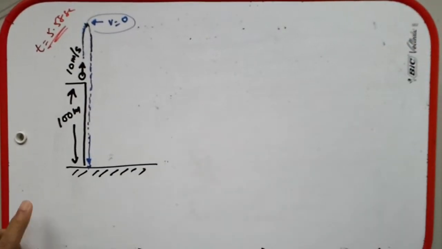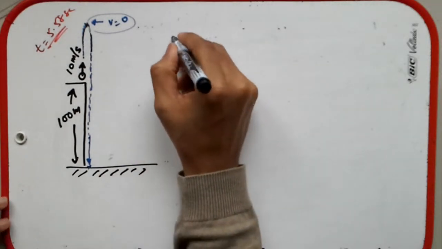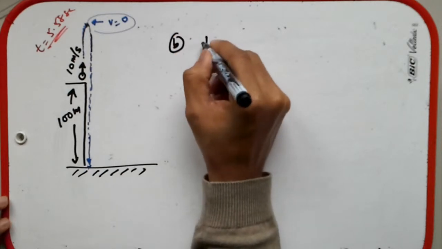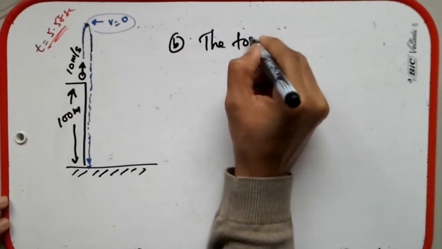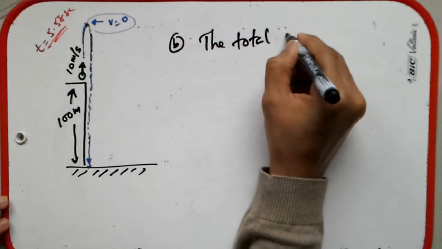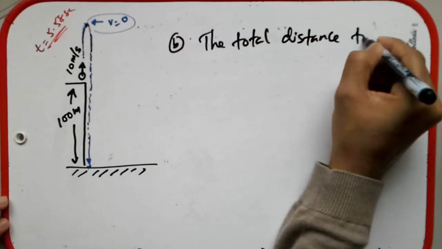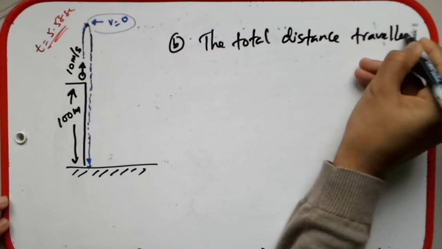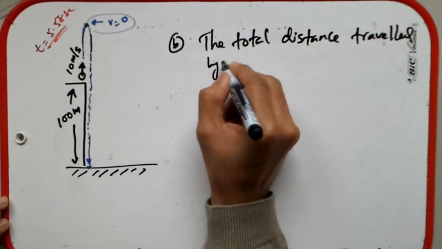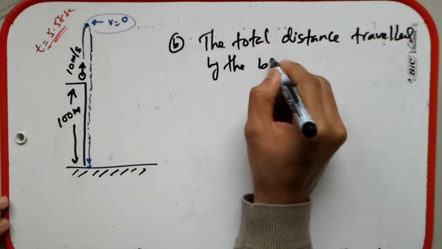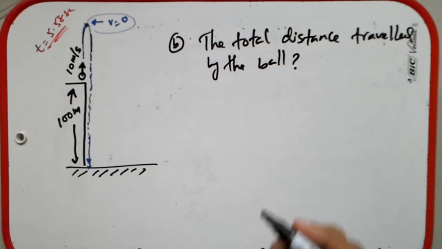The second part of the problem is: what is the total distance traveled by the ball? Okay, B part. Traveled by the ball. What is the total distance traveled by the ball? How do you find this?